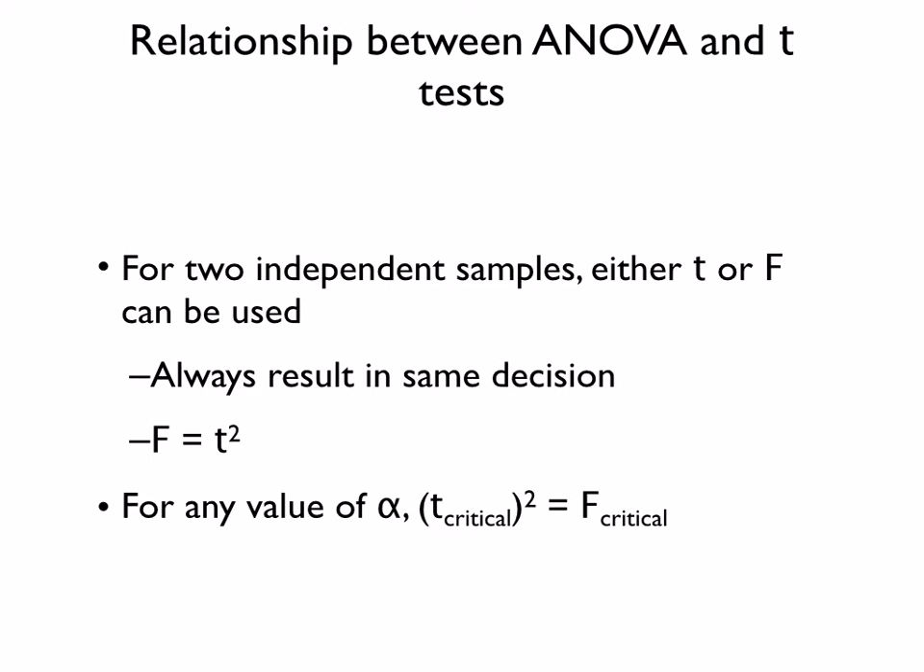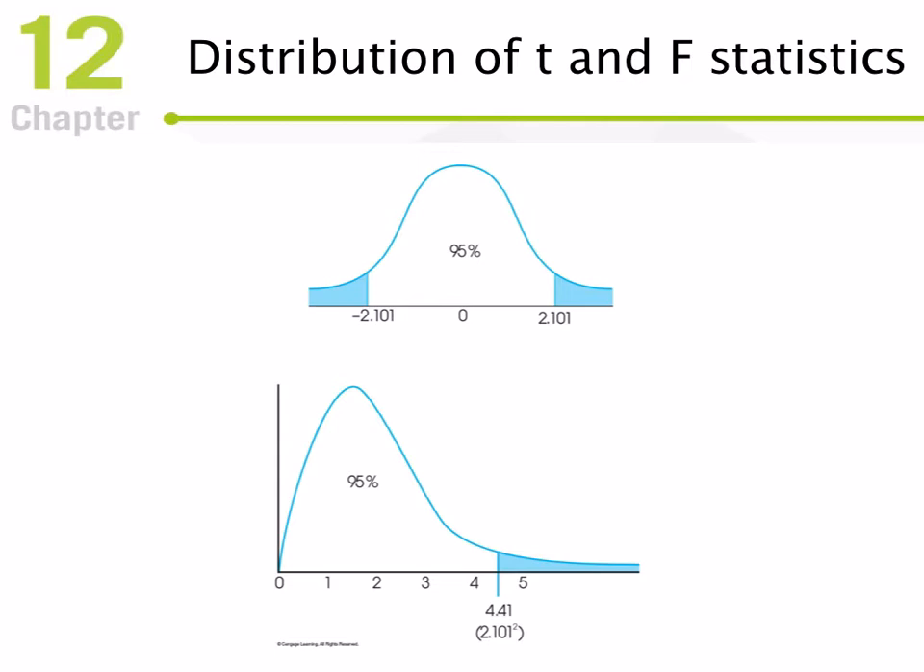So if you don't have an F table and all you have is a t table and you're doing a study again with two samples, this only works for two samples, you can square that table value to get your F critical value. So again, the relationship is the same. The reason this works is because of their distributions. And this is for two-tailed tests, the t-value squared for a two-tailed test, because of how the distributions work.